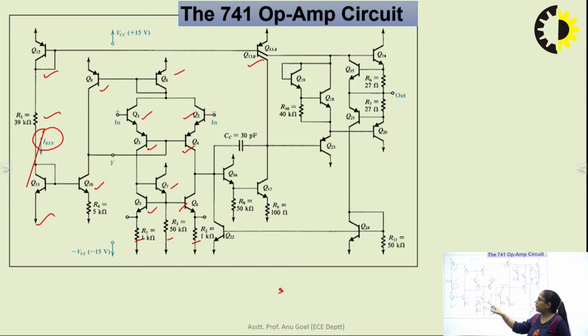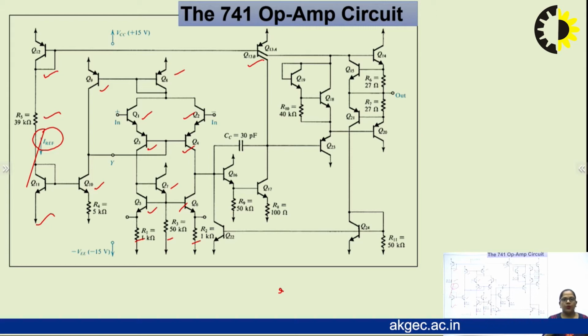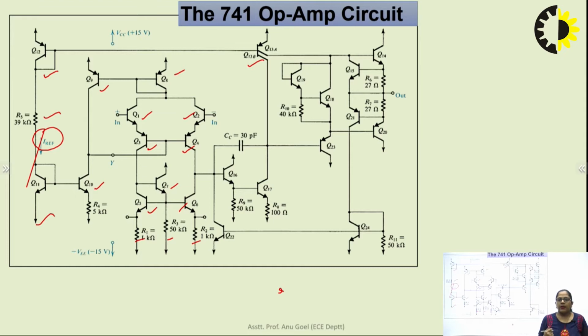The main aim of the input stage is to convert the dual-ended signal into the single-ended signal. What is a dual-ended signal? In an op-amp, we have provision to apply input at the inverting terminal, that is pin number 2, and at the non-inverting terminal, that is pin number 3. Pin number 2, which is called the inverting terminal, is internally connected with the base of transistor number 2. So this is basically our pin number 2, and pin number 3, which is the non-inverting terminal, is internally connected with the base of transistor number 1.